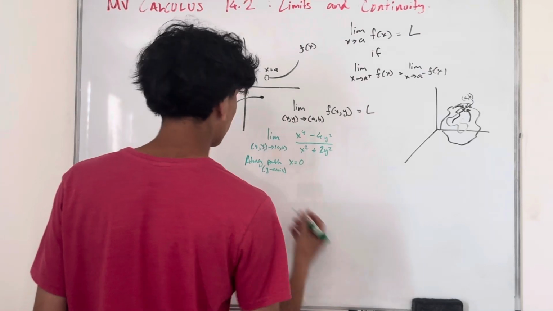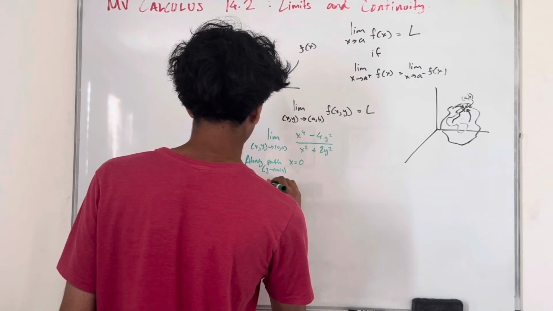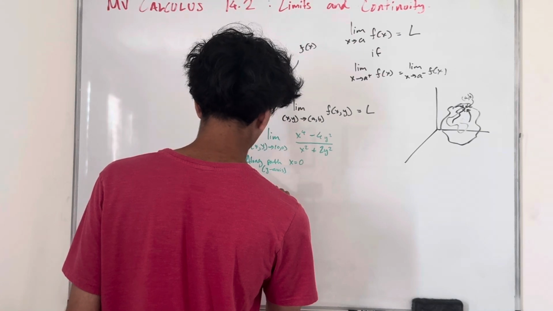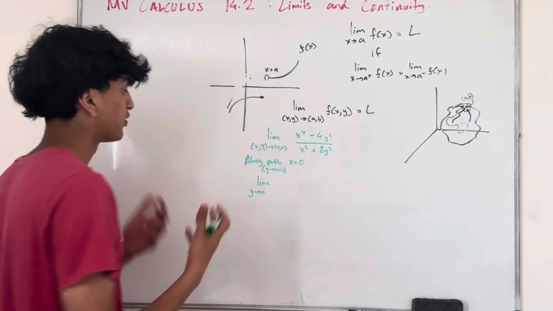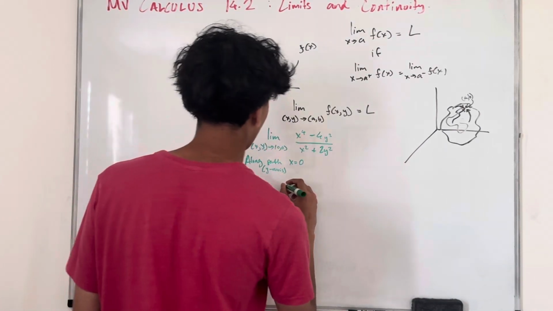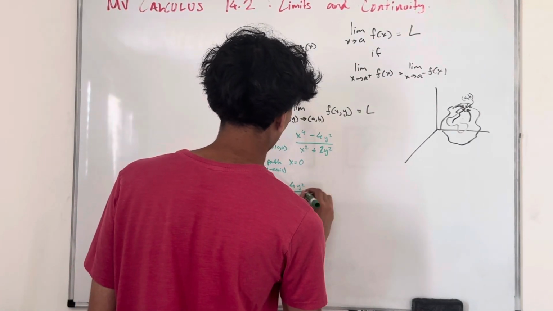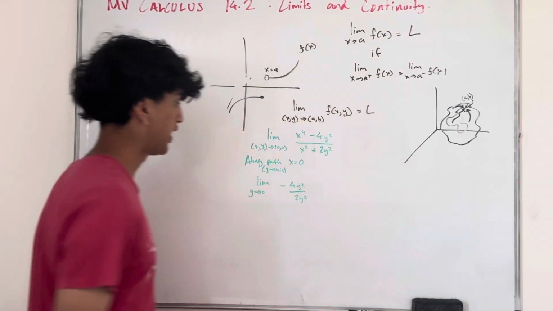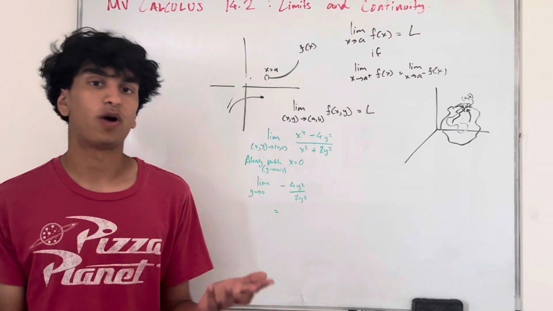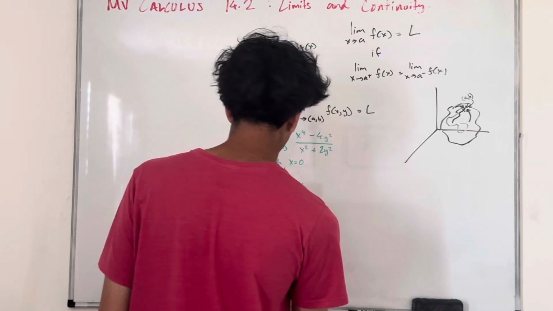So essentially what you get is the limit as y approaches 0, because x is already 0, and these x's become 0. So I get negative 4y squared over 2y squared. And this is not a terrible limit to evaluate. You can just cancel out the y squared, and you get negative 2.